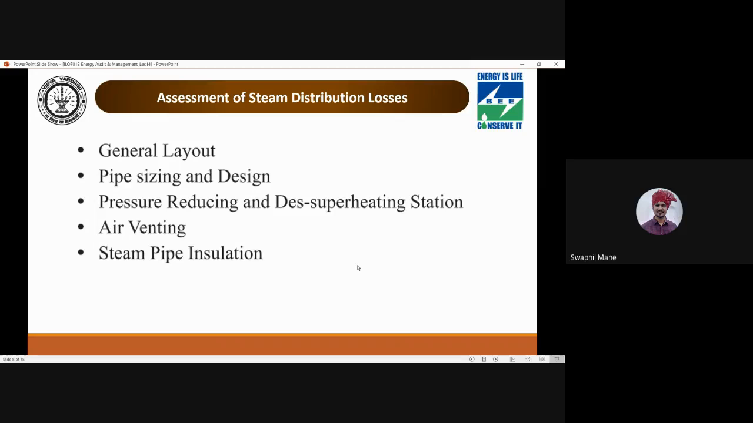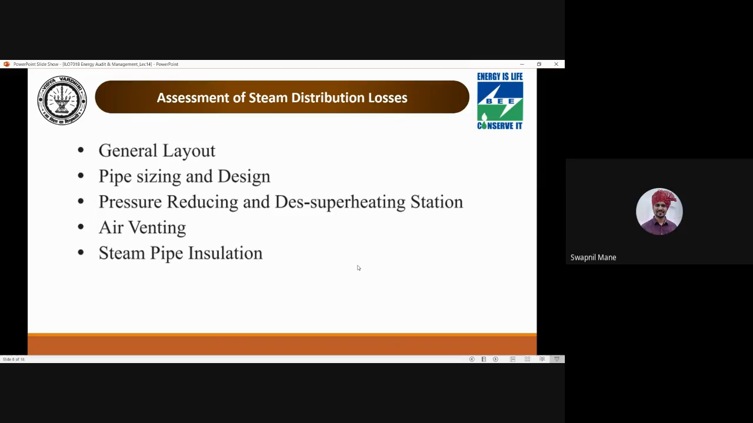But whenever we are making a square duct, it is the optimum value which is given in the handbook, that the minimum curvature which is to be maintained whenever we are putting a steam generation system for a given diameter of the pipe. This should be the curvature in order to reduce the frictional loss. FL V square upon twice GD. So this FL V square depends upon the L. It also depends upon the diameter of the pipe. So general layout is very important.